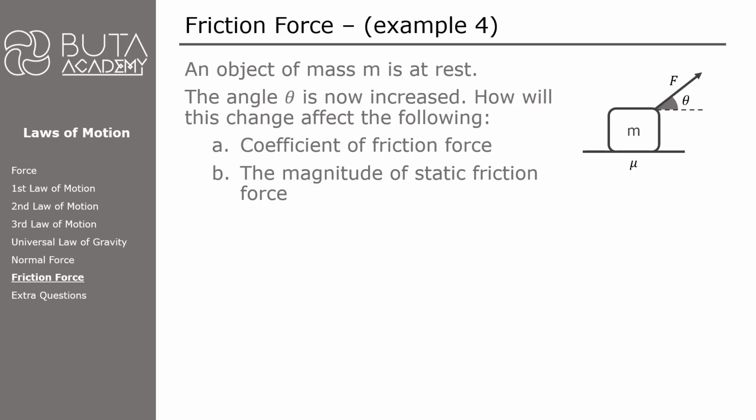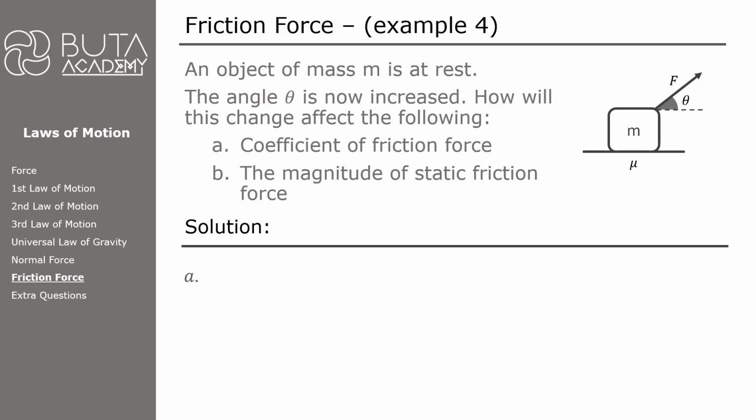In the first question, an object is at rest on a rough surface. A force F is applied on the object with an angle of theta to the horizontal. In the first part of the question, we are asked to find out how the coefficient of friction will change if we increase the angle of theta.